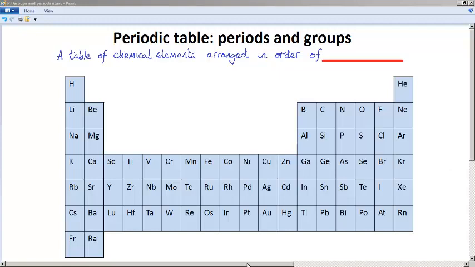In this lesson, we're going to have a brief look at the periodic table. Now, the periodic table is a table of the chemical elements, and it is arranged in order of what we call the atomic number. Now, the atomic number is the number of protons present in the nucleus of each atom.